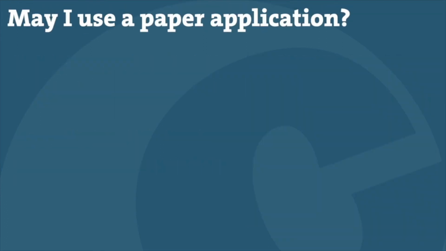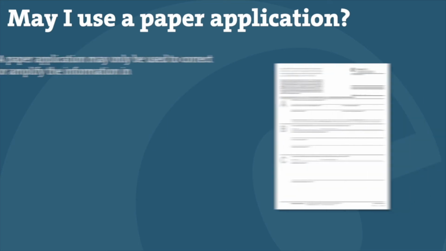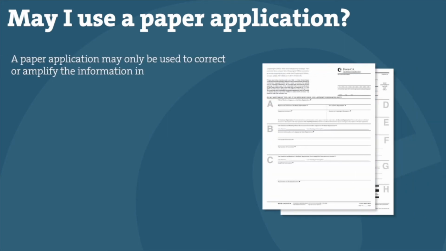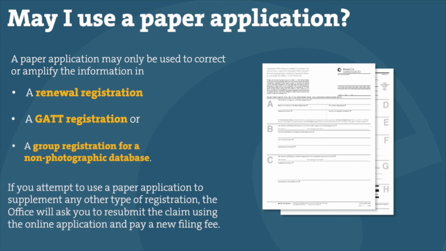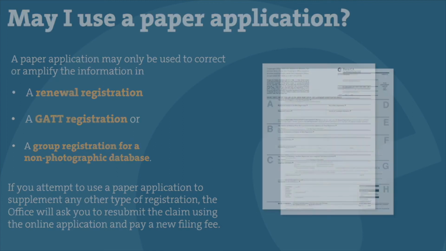May I use a paper application? A paper application may only be used to correct or amplify the information in a renewal registration, a GAT registration, or a group registration for a non-photographic database. If you attempt to use a paper application to supplement any other type of registration, the office will ask you to resubmit the claim using the online application and pay a new filing fee.